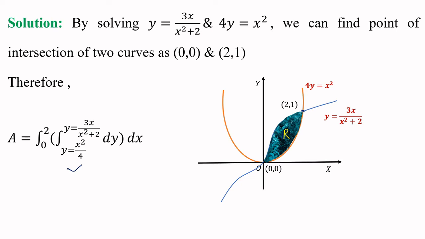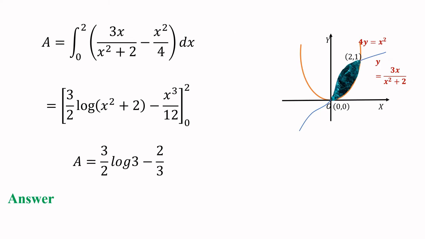The integration is quite simple. First we integrate with respect to y. So it is 3x/(x² + 2) minus x²/4 that we have kept. Now we integrate with respect to x. So it is 3/2 log(x² + 2). For this part, if you put x² + 2 = t, what we get is 2x dx = dt. That's why we have taken 3/2 and multiplied by 2, so it will be 2x/(x² + 2).